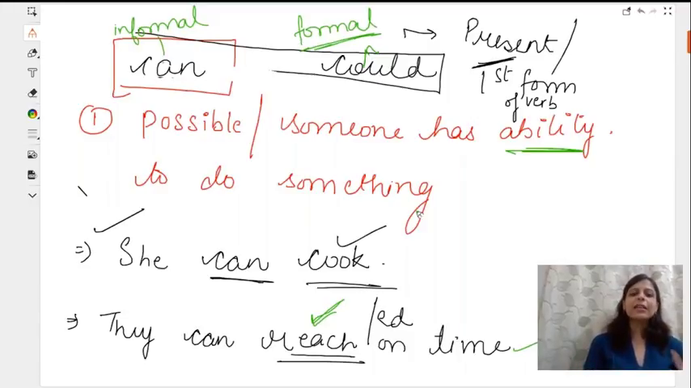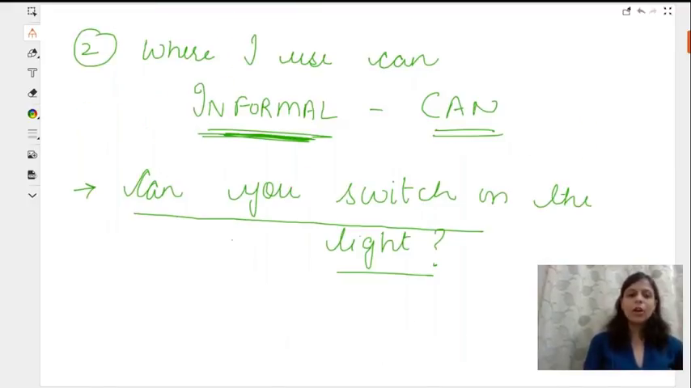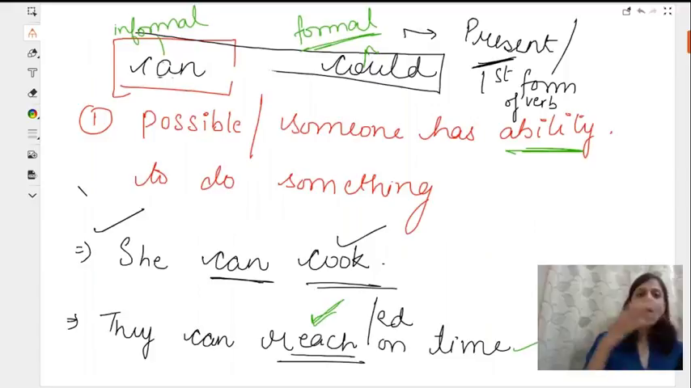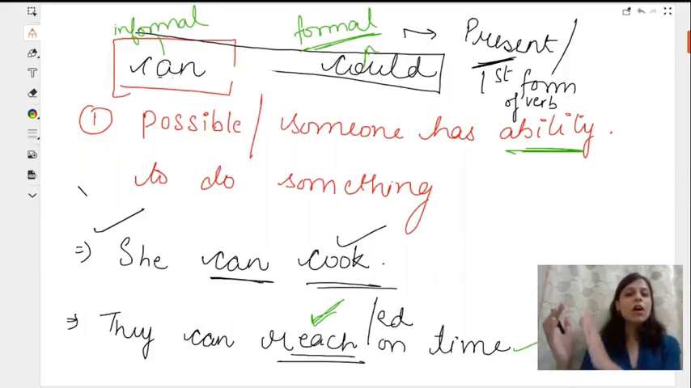Now let's study three cases where we use could. We talked about can. Can is informal or there's some sort of ability involved, right? But we use the first form as far as can or could is concerned. Please keep in mind we use the first form of the verb, right? So before I jump into could, let me make sure that we revise all the three basic thumb rules as far as modals are concerned.